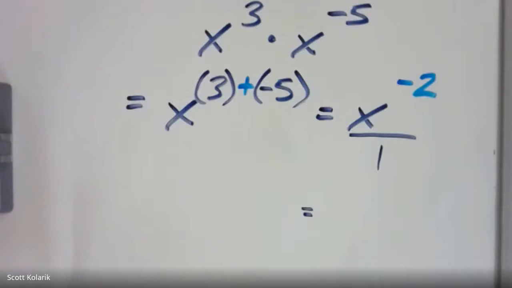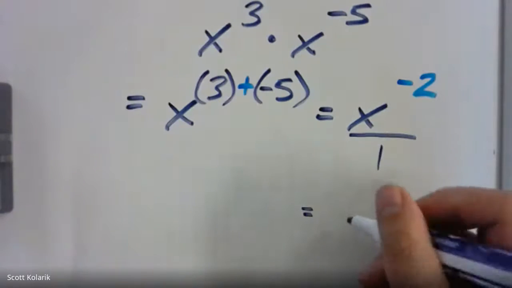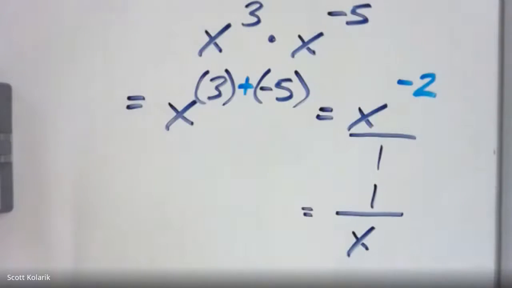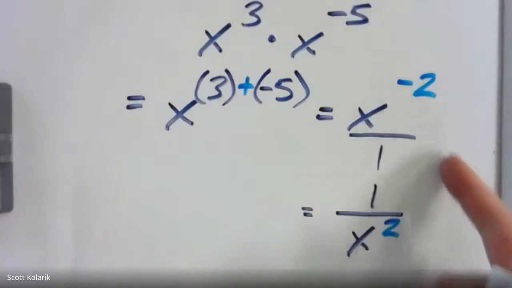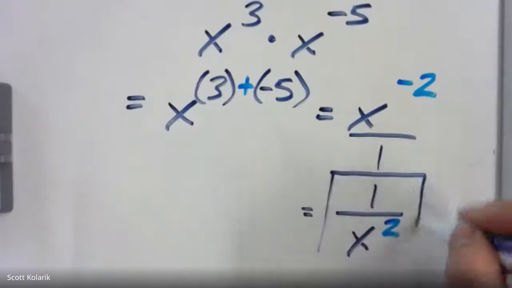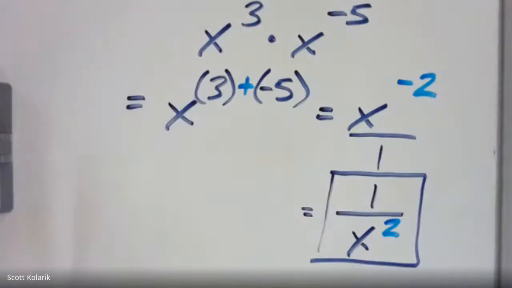So in this case, I'm going to still have a fraction, but it's going to be 1 over x now to the +2. That's what we learn about negative exponents. A negative exponent simply moves it into its reciprocal form. So x to the -2 is the equivalent of 1 over x to the +2.